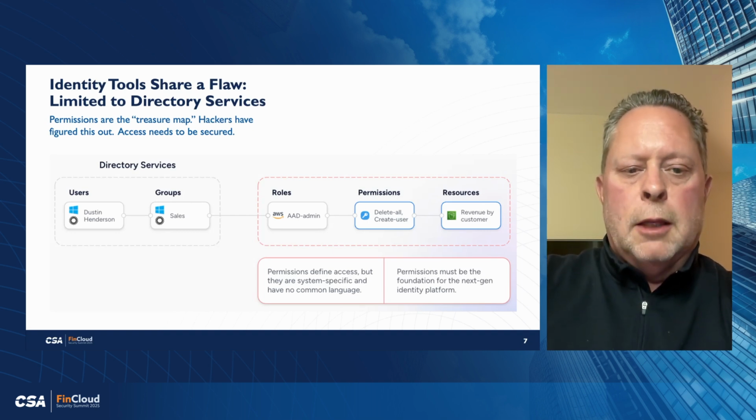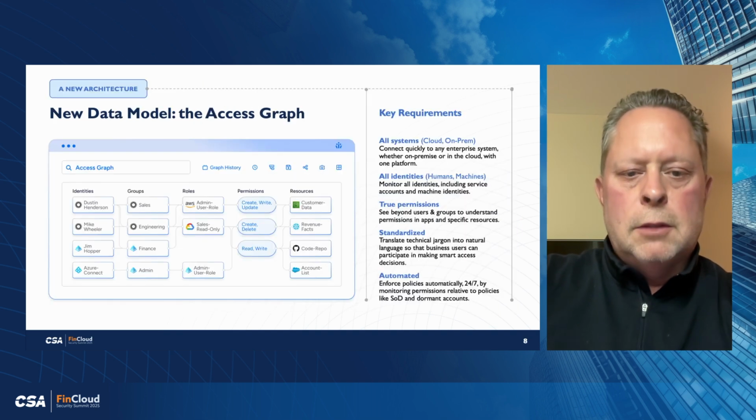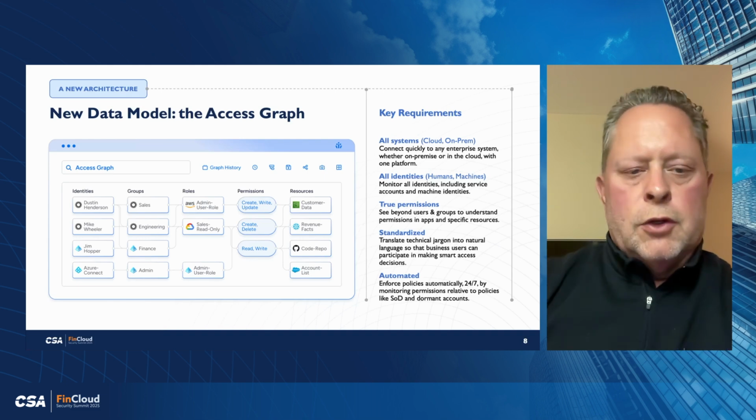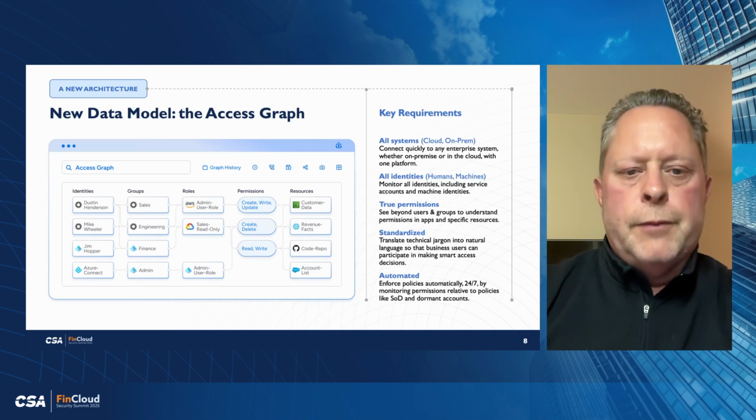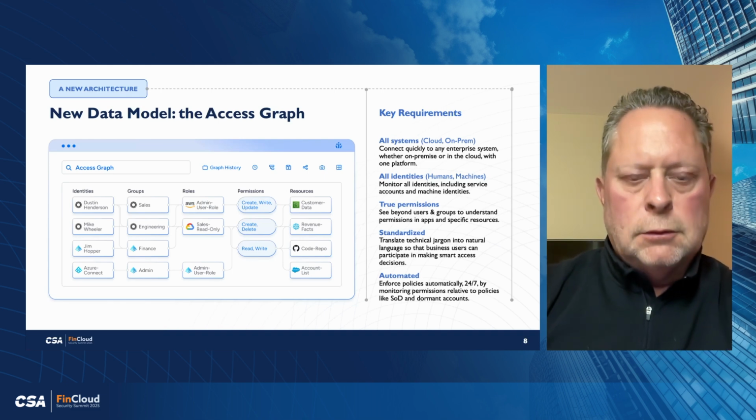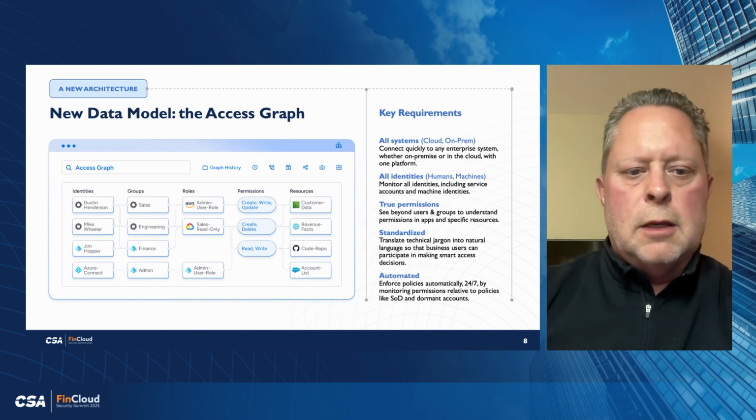We believe fundamentally that permissions are the foundation of identity security and therefore must be the foundation of the next generation identity platforms. So the new data model that we're basing our future of identity security and where we think we need to go is what we call the access graph.